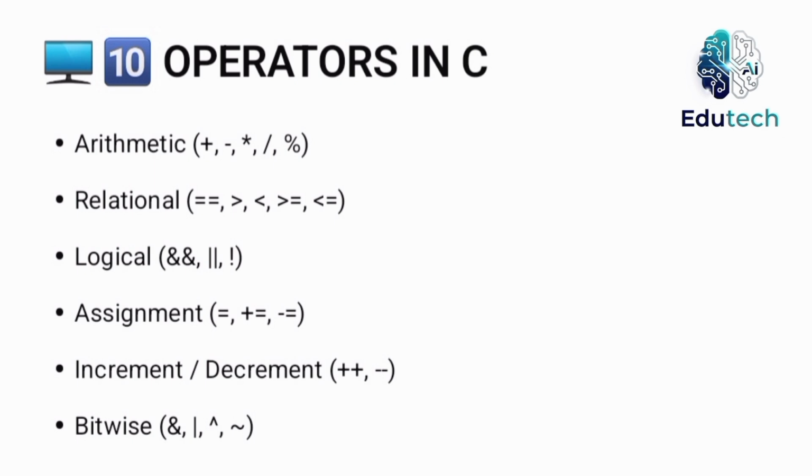Assignment operators are used to assign values to variables. There are also increment and decrement operators used to increase or decrease a variable's value by one. Understanding operators is essential for writing expressions and performing computations.